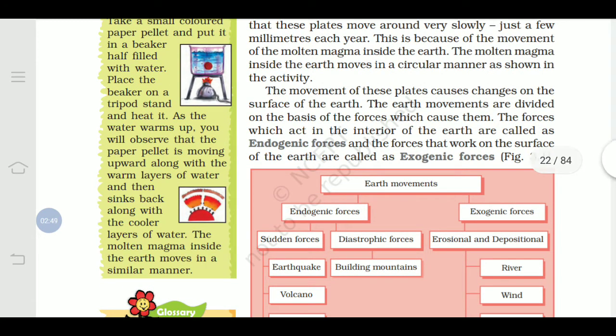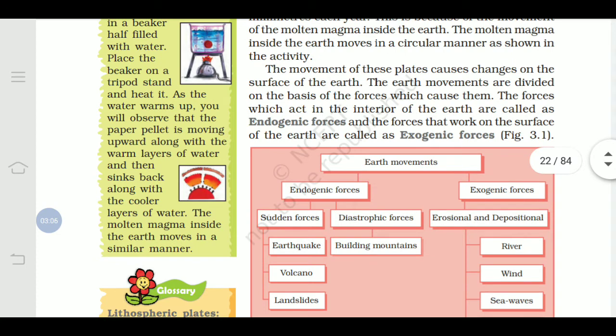The earth movements are divided on the basis of the forces which cause them. So movements are divided on what basis? On the basis of the forces which cause them. The forces which act in the interior of the earth are called endogenic forces, and the forces that work on the surface of the earth are called exogenic forces. Like we have learned intrusive and extrusive volcanic eruption. The eruption which is inside the earth is called intrusive, and the eruption which is coming on the surface of the earth is called extrusive.